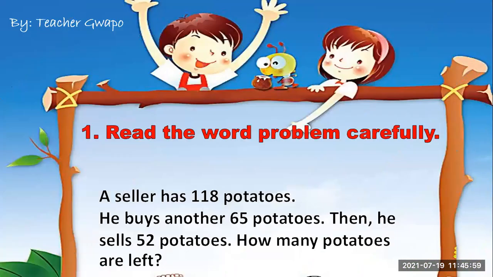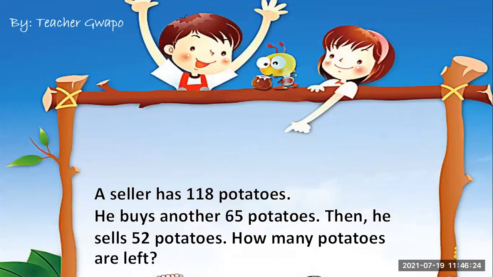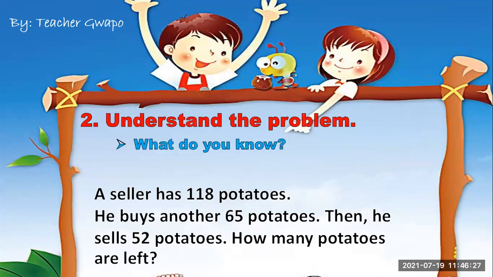Okay, here, read the word problem carefully. Now, what is the problem here? A seller has 118 potatoes. He buys another 65 potatoes. Then he sells 52 potatoes. How many potatoes are left? Do you understand the problem? Now we have read the problem, and step number 2, this is example number 1, okay? So step number 2, we will understand the problem. What do you know about the problem here? It's about potatoes.